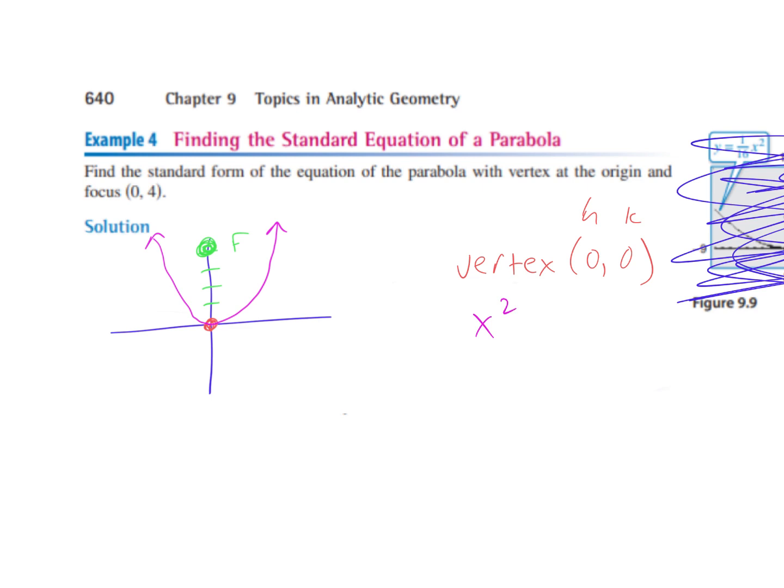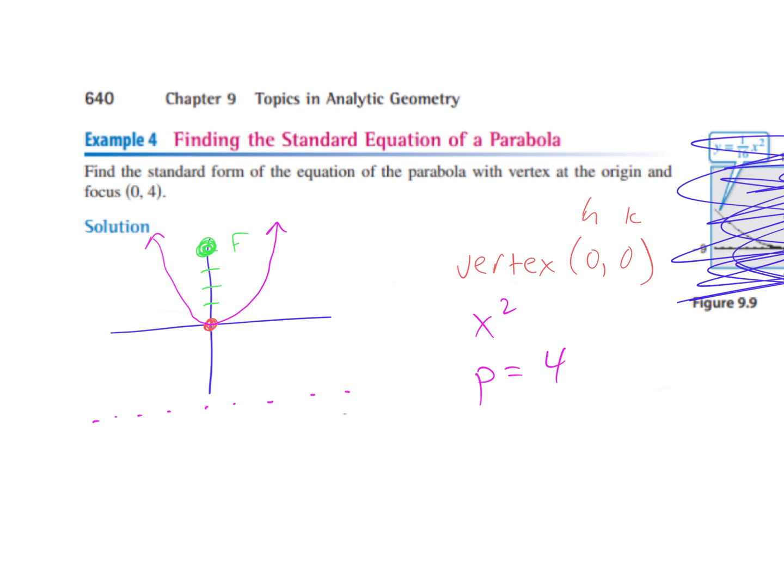And it also told me the p-value. How far is the vertex from the focus? 4 units. And I know it's a positive 4 because I know it's opening which direction? Up. What about if they told you the directrix was at y equals negative 4? You would draw a line like this, right? And you would still have your parabola going the same way. Why? Because the parabola opens which way? Towards the focus and away from the directrix.